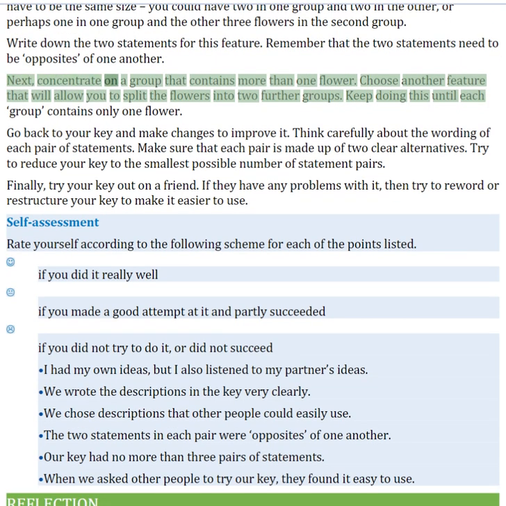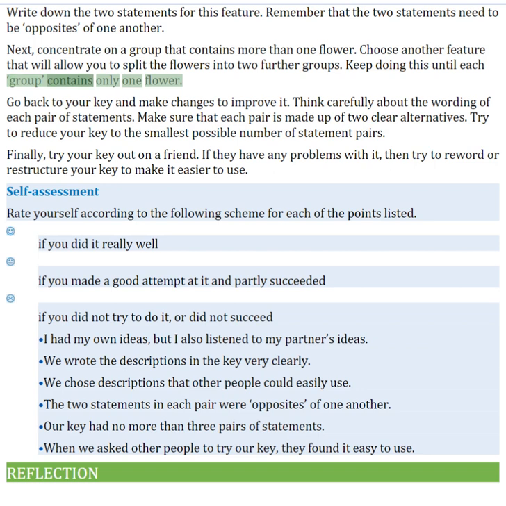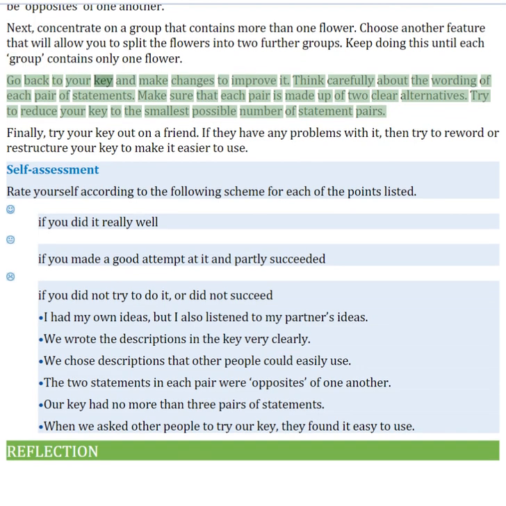Next, concentrate on a group that contains more than 1 flower. Choose another feature that will allow you to split the flowers into 2 further groups. Keep doing this until each group contains only 1 flower. Go back to your key and make changes to improve it.